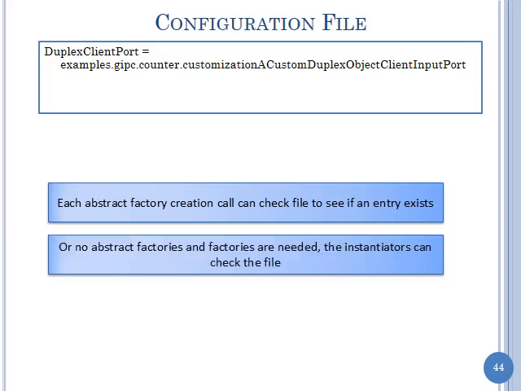So exactly what you were saying. Or no, you don't even have abstract factories and factories. Just let the instantiator check the configuration file directly. Okay, and we can have a configuration manager that just takes a key, finds the class, instantiates the class, and returns you back an instance.